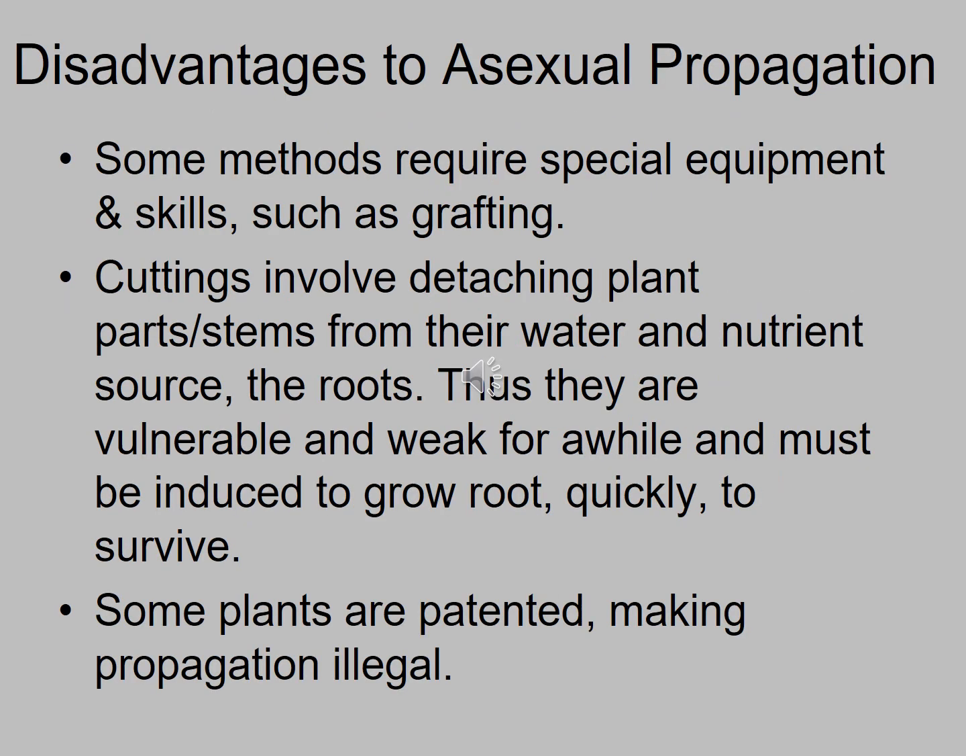Some of the downsides of asexual propagation is you need some special equipment and skills, but as you'll find in this class, they're not that complicated, and they're kind of fun because of that. The cuttings involve detaching a piece of tissue from a parent plant and then inducing it to form roots and shoots. So during that time that it has no roots or shoots, it's very vulnerable, and it often will rot or desiccate, dry out, and it doesn't work. So that's the hard part, because it's a very kind of harsh part of the process for the plant to live through.